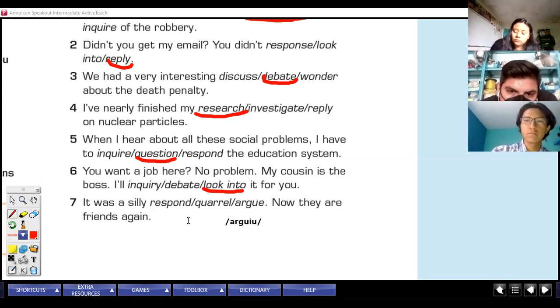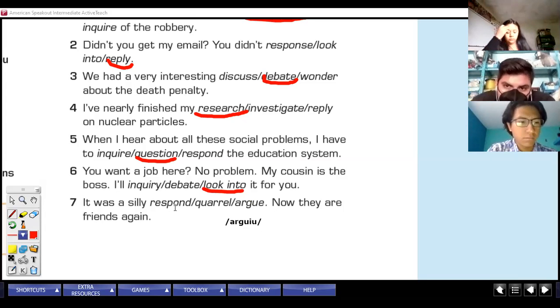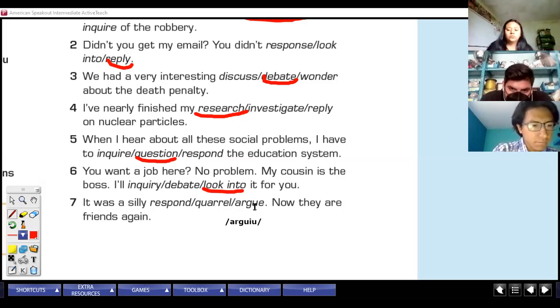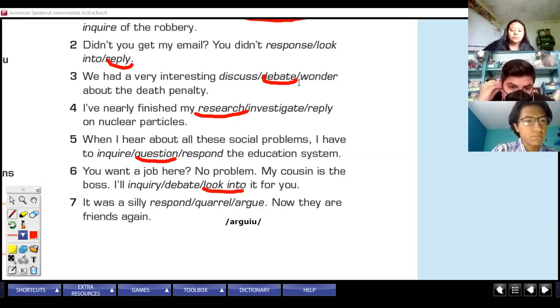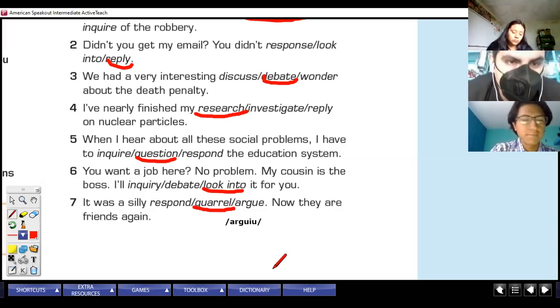¿Cuáles pueden funcionar como sustantivos? Para respond, el sustantivo sería reply, ¿ok? Una respuesta. O response, una respuesta. Entonces, este no se puede. Para quarrel, podemos usar sustantivo, porque necesitamos sustantivo. Quarrel, una pelea y pelear, suenan igual. Y argue es un verbo, to argue. Pero para el sustantivo, así como discuss y discussion, argue. Argument. Entonces, aquí, ¿cuál sería el único que funciona como sustantivo? Argument. Pero no tenemos argument, dice argue. Quarrel. Quarrel, very good. Quarrel sería, fue una pelea tonta, ¿ok? It was a silly quarrel. Now they are friends again.